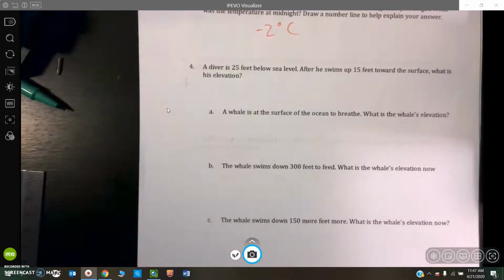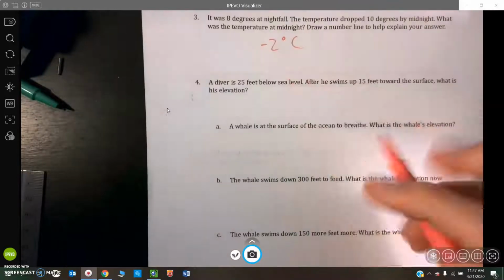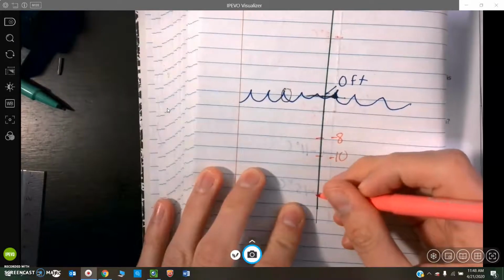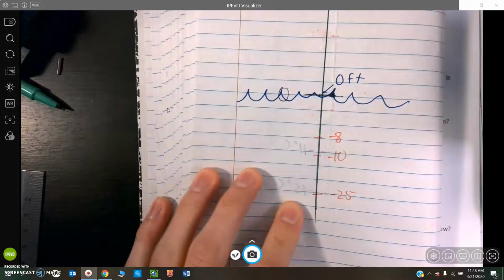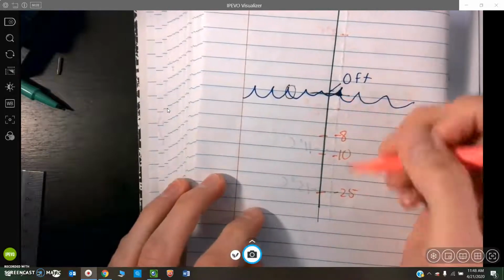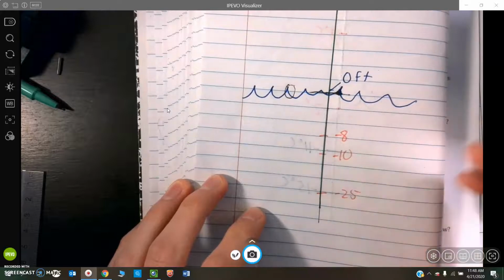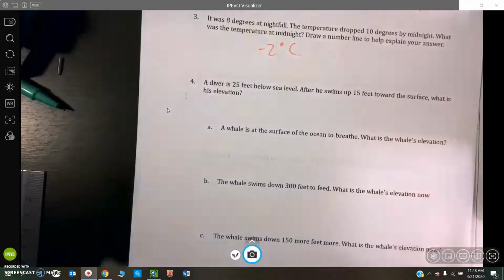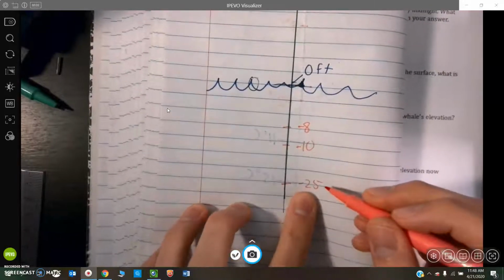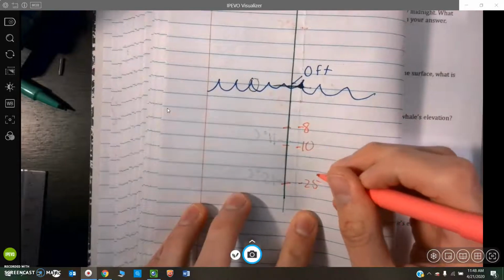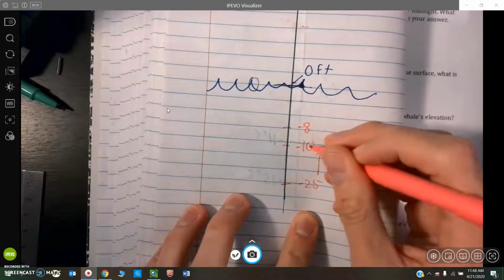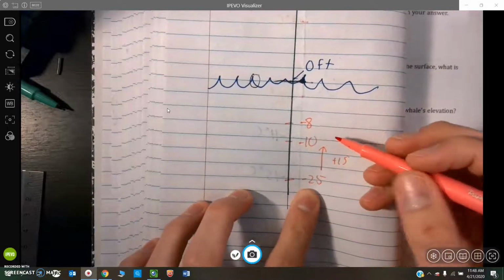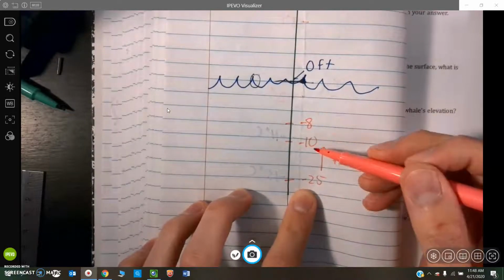All right, so now for number 4, we're talking once again about sea level. So I'll go back over here. It says a diver is 25 feet below sea level. So once again, his elevation would be -25 because he's a diver, so he's below the water, so he swam down 25 feet. And then it says he swims up 15 feet towards the surface. So if you were 25 feet below the water and you swam up 15 feet, you would now be at negative 10 feet for your elevation, because you are still 10 feet below the ocean.